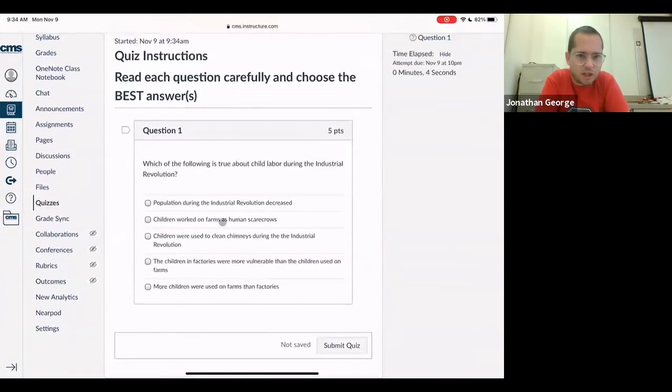Pretty straightforward. Which of the following is true about child labor during the Industrial Revolution? Use prior knowledge, use your information from last lesson, probably the last two, last Thursday and Friday, to help you complete this. Population during the Industrial Revolution decreased. Children worked on farms as human scarecrows. Children were used to clean chimneys during the Industrial Revolution. The children in factories were more vulnerable than the children used on farms, and more children were used on farms than factories. Another term we could use for farms is agriculture, the agriculture industry.